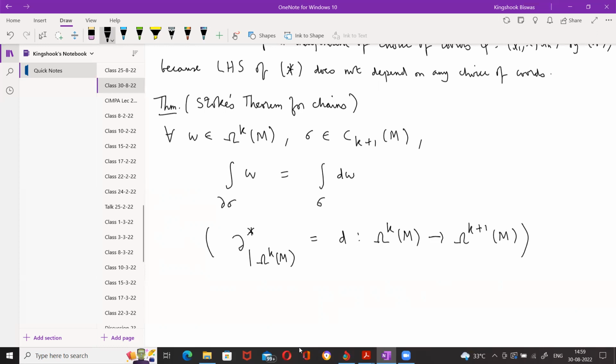Okay. And just to give you an idea of why Stokes' theorem is true, it's similar to the proof of the fundamental theorem of calculus, that the integral of f prime x dx is equal to f b minus f a. That's in fact the one-dimensional version of Stokes' theorem.